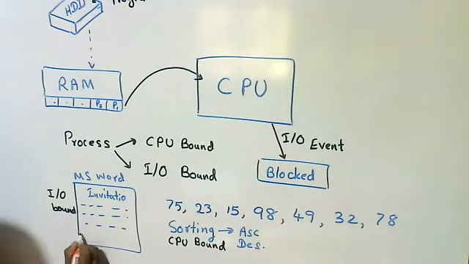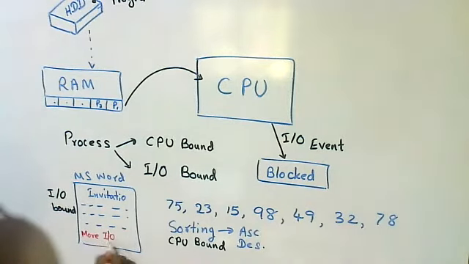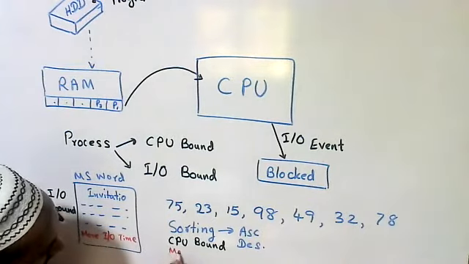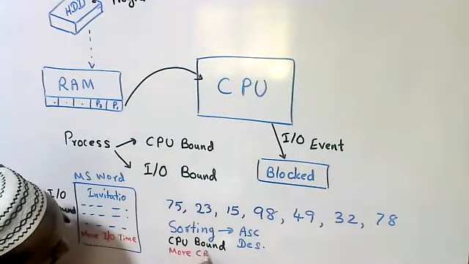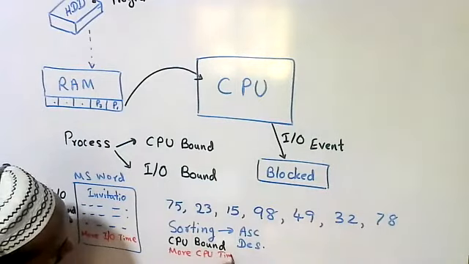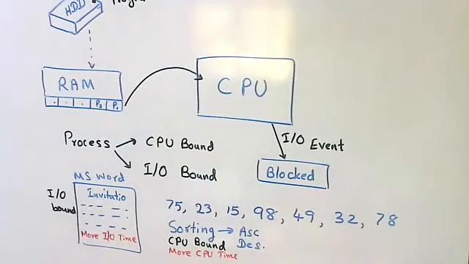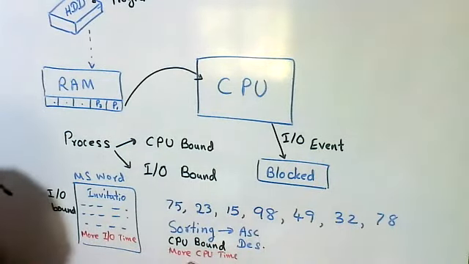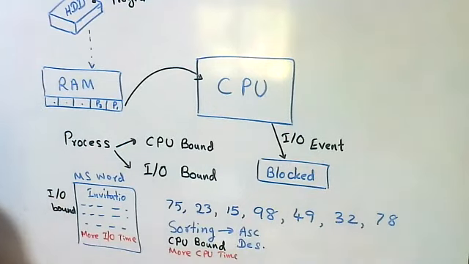Then we can write like this: more IO time here, more CPU time here. So this process needs more IO time. That's why we call it an IO bound process. This process needs more CPU time. That's why we call it a CPU bound process. Easy concept.